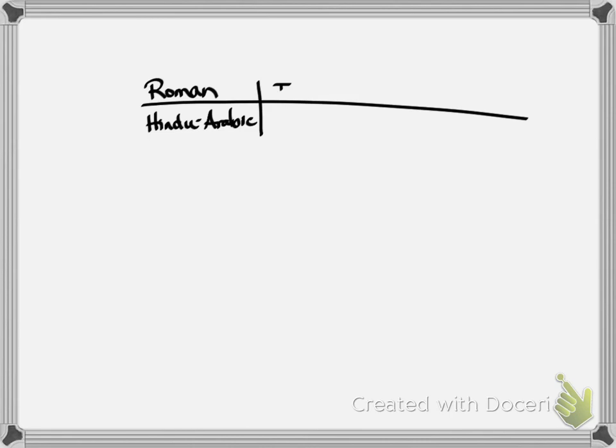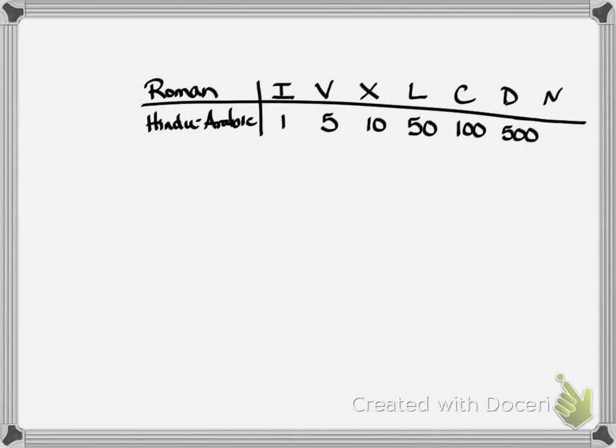So, I stands for 1. V stands for 5. X stands for 10, L is 50, C, think century, is 100, D is 500, and M, think millennium, is 1,000. The Roman system has advantages over the Egyptian system. It uses subtraction principle and addition principle.